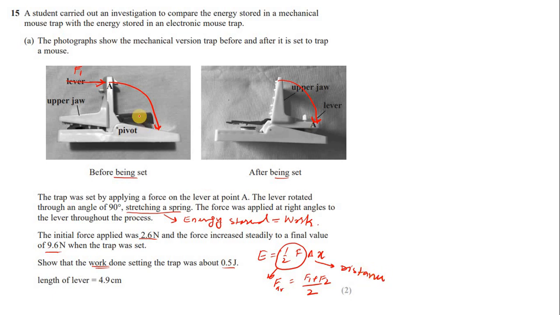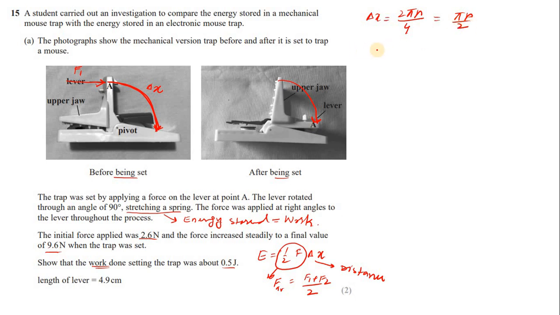This distance we can find as the distance covered by the lever, and this is a quarter of the circle. So this is delta X. The full circle is 2 pi r, and a quarter means divided by 4, so delta X is pi r divided by 2.